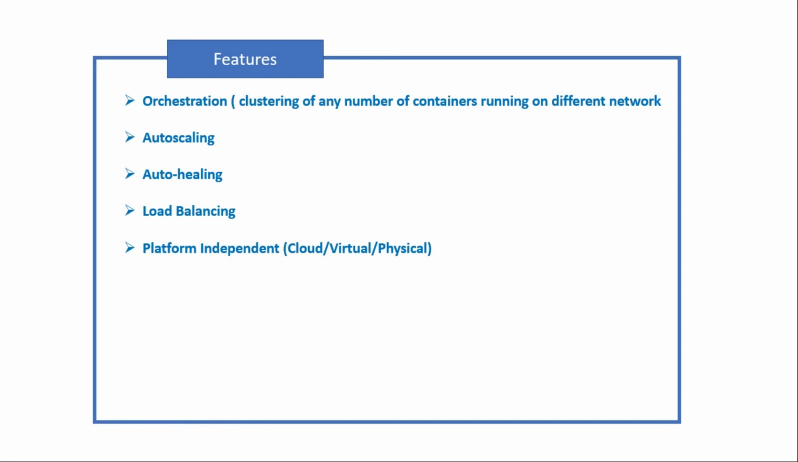Platform independence. Kubernetes can be used on cloud platforms, virtual platforms, and physical platforms. You can use Kubernetes on any platform. That's why it is platform independent. Fault tolerance, node and pod failure. Suppose you are using 10 nodes and 2 or 3 nodes crash, it will give you fault tolerance, meaning it will create another pod, and if one node is totally down, it will automatically create another node. That's why it provides fault tolerance.